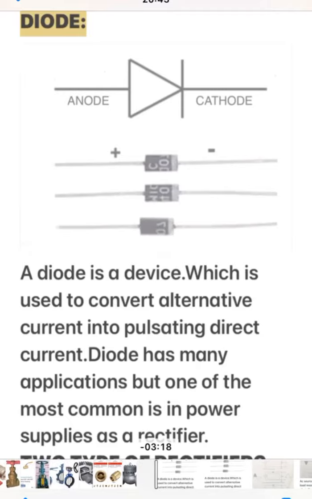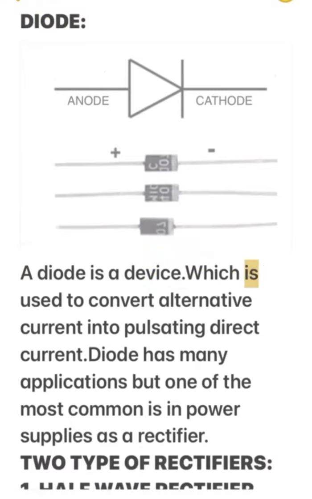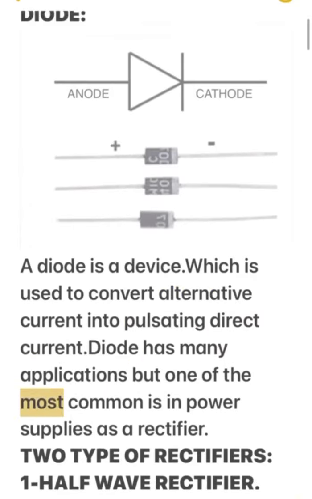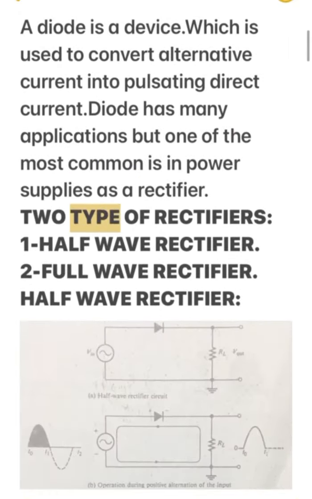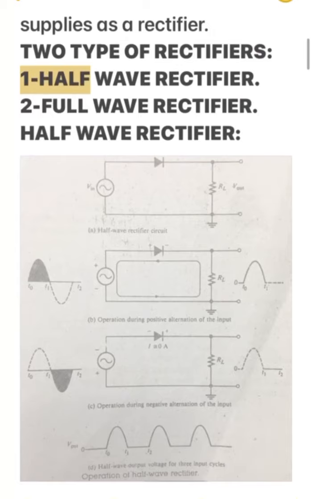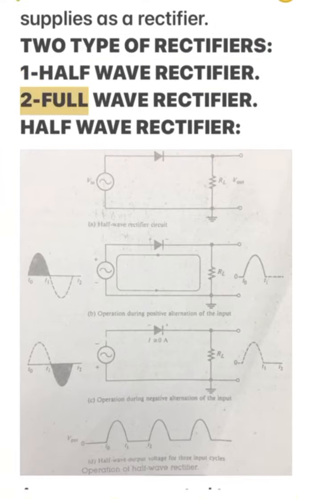A diode is a device which is used to convert alternating current into pulsating direct current. Diodes have many applications, but one of the most common is in power supplies as a rectifier. There are two types of rectifiers: 1. half-wave rectifier, 2. full-wave rectifier.